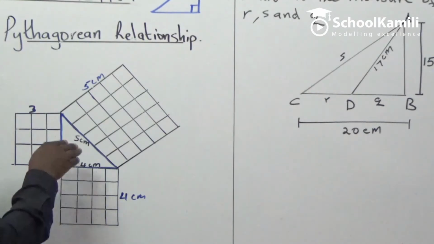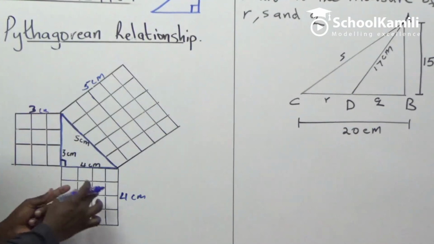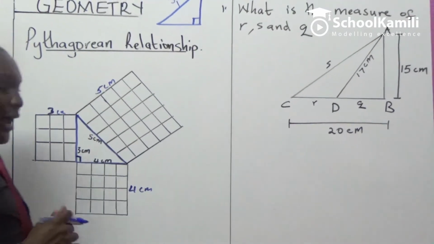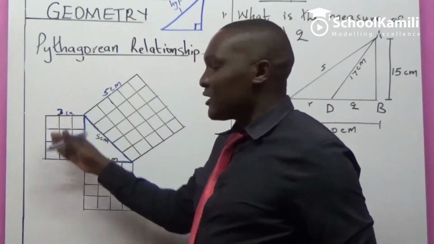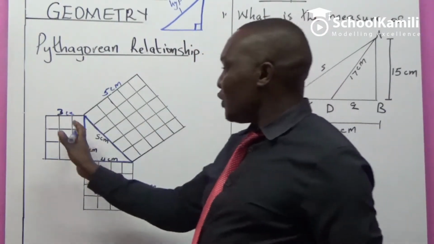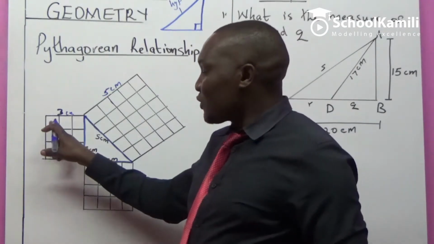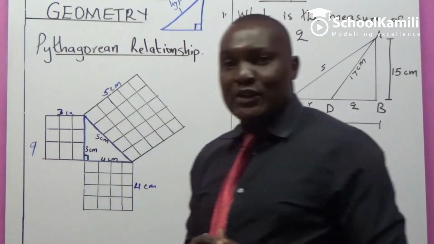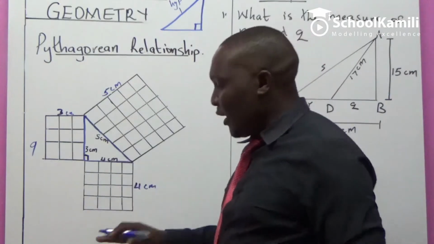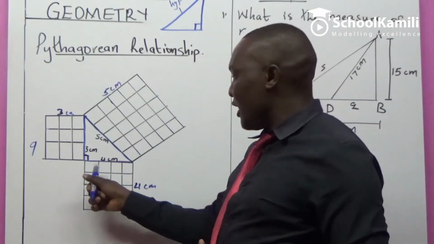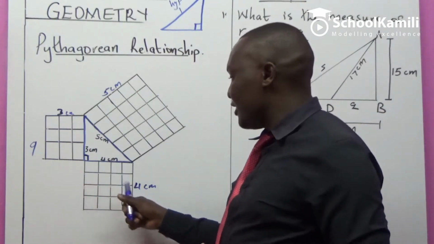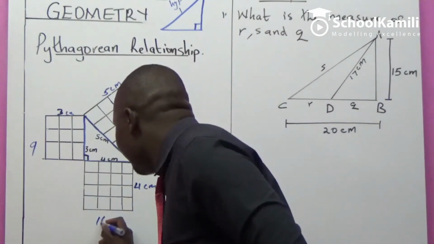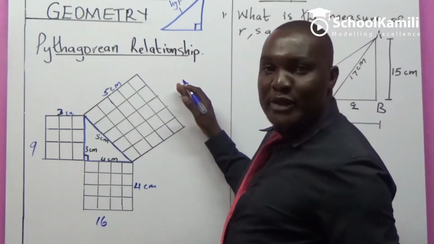So you can see a square measuring 3 centimeters by 3 centimeters, 4 centimeters by 4 centimeters, and 5 centimeters by 5 centimeters. Now, look at the squares on this side. How many are they? The small squares, 1, 2, 3, 4, 5, 6, 7, 8, 9. They are 9 squares. The square on the bottom, how many small squares do we have? 1 to 16. So I have 16.